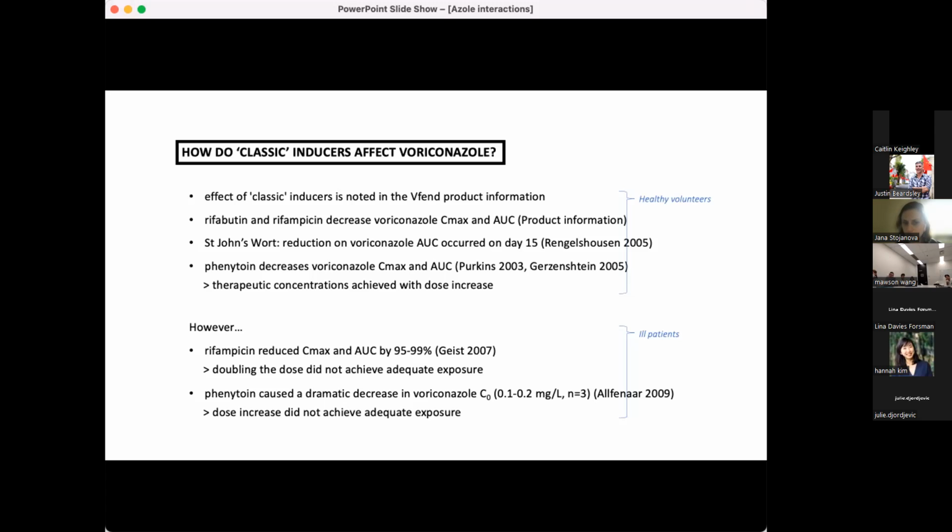Also interesting to note is that for St. John's wort, there was a reduction in voriconazole AUC that only occurred on day 15. So again, confirming what we know about drug induction, that it takes about 2 weeks to be effective. However, there have been some reports as well, just highlighting this issue of very low trough concentration effects on Cmax and AUC that are dramatic. Doubling the dose increases did not achieve adequate exposure. So again, a very unique feature of this interaction.